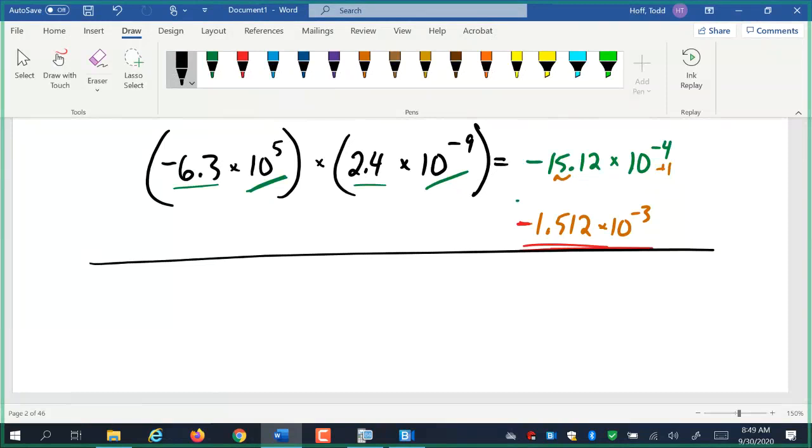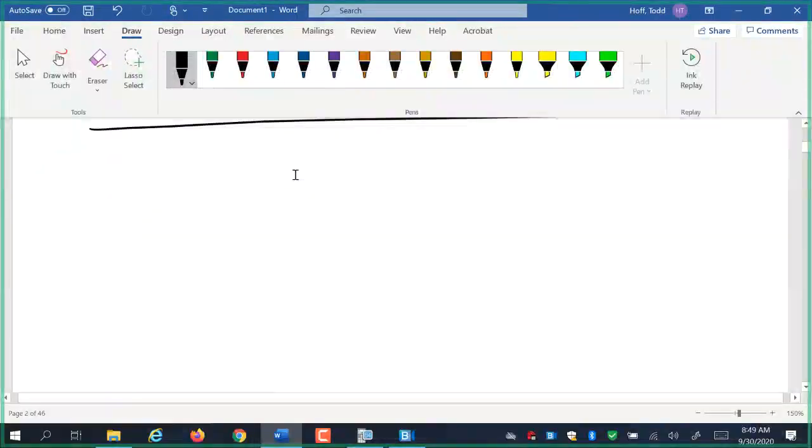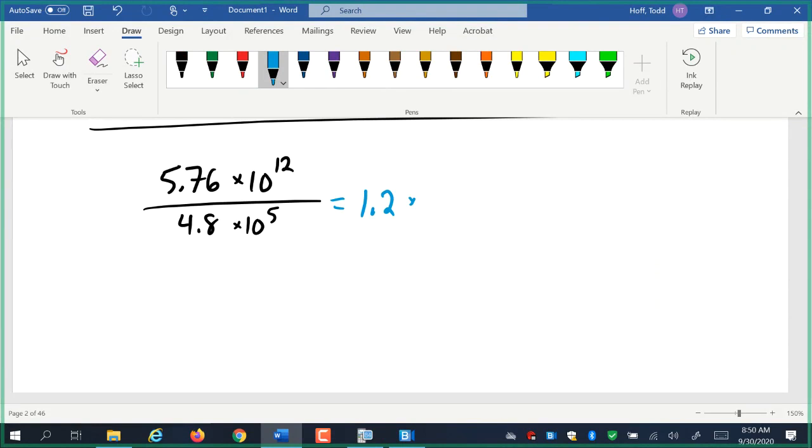Let's look at division. We might have 5.76 times 10 to the 12th divided by 4.8 times 10 to the 5th. We combine our counts. 5.76 divided by 4.8 is 1.2. We also combine our names. 10 to the 12th divided by 10 to the 5th. When we divide, we subtract powers. 12 minus 5 is 7.